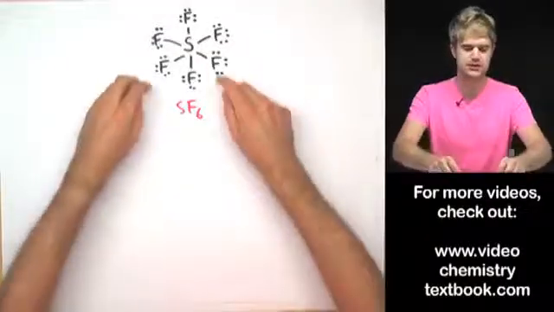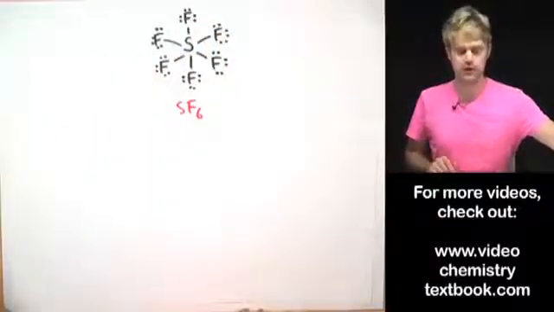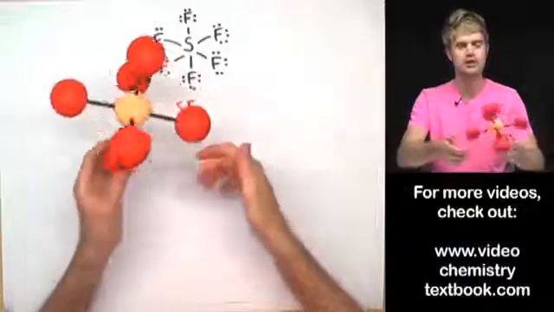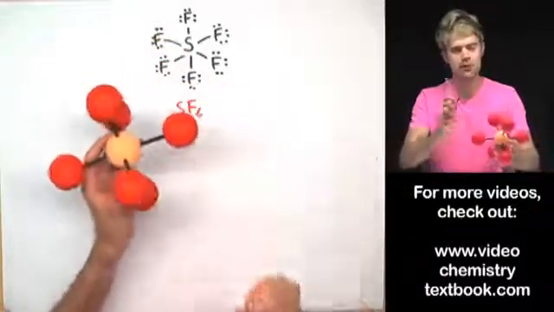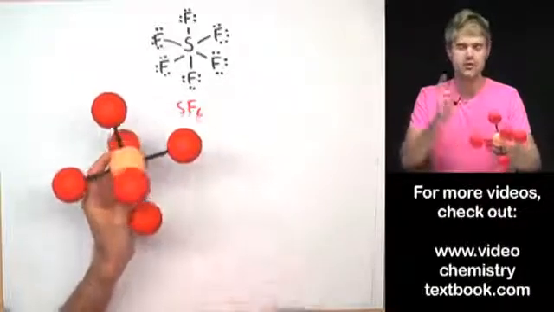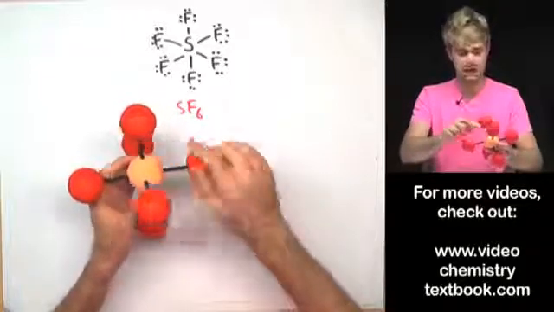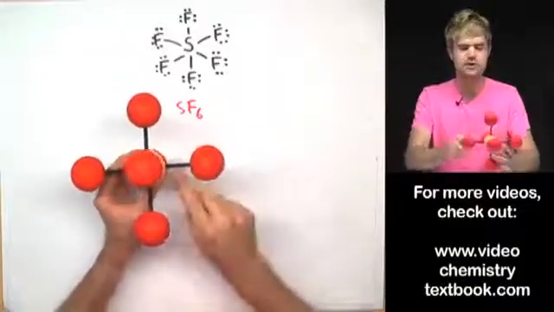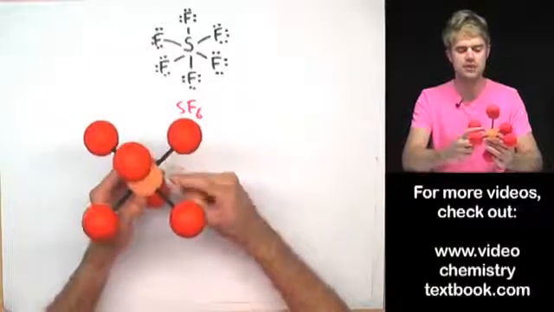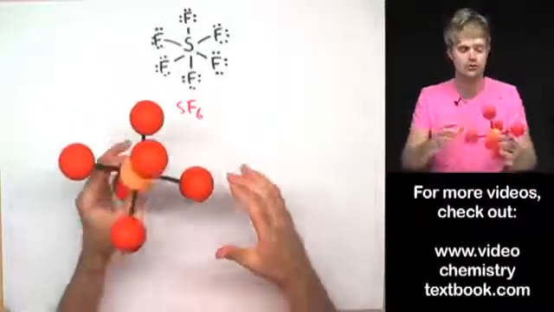So SF6 has 1 sulfur surrounded by 6 fluorine atoms. And this is what it would look like in 3 dimensions. Now, if you remember, we've said earlier that bonds have electrons in them. And we've also said that electrons, since they're negatively charged, like to repel against each other. So the electrons in this bond, for example, want to be as far away as they can be from the electrons in this bond and from the electrons in this bond. We got all these bonds that are trying to push away from each other.